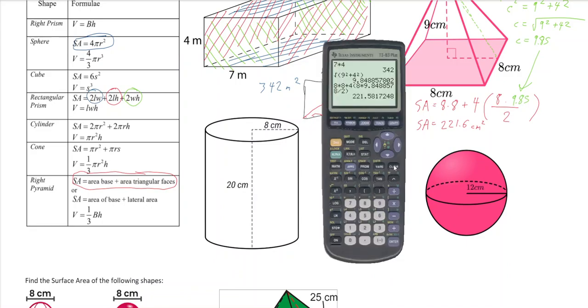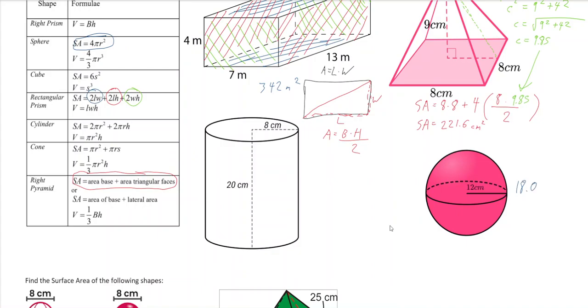We've got 4 times pi. Please use the pi symbol so that you get an accurate result at the end. R squared. So this is going to be 1809.6 centimeters squared. Okay, and again, this just comes straight from the formula. So 4 pi, and then r is 12 squared, and so that's where it's coming from.